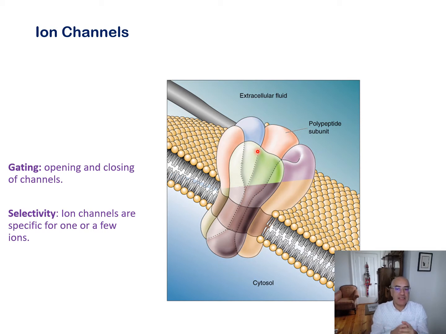So that is typically the primary way we name an ion channel. So we call it a sodium channel or potassium channel, depending on which ion it allows through its pore. A sodium channel does not allow any ion other than sodium to go through, and a potassium channel does not allow any ion other than potassium to go through. So again, the two properties that make an ion channel different from a simple hole in the membrane are gating and selectivity.